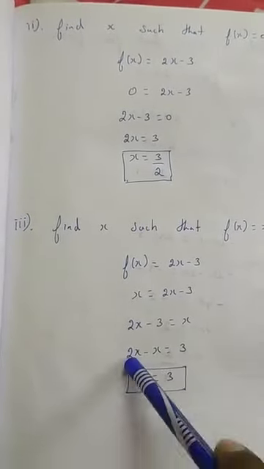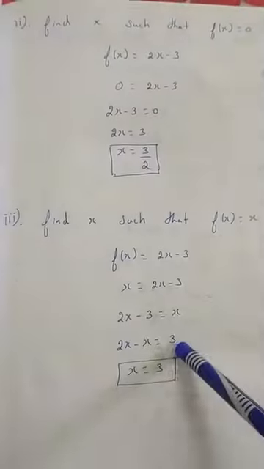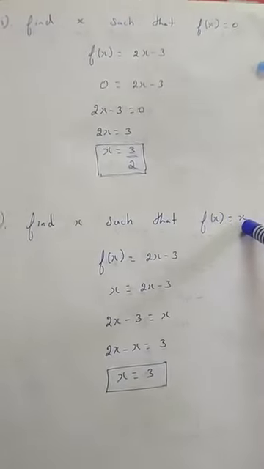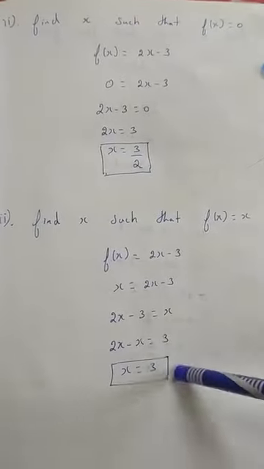Therefore, what is the value of x here? 3. So we found out the value of x. That is 3. So when f of x is equal to x, the value of x is 3. Right? Okay. Now the next one.